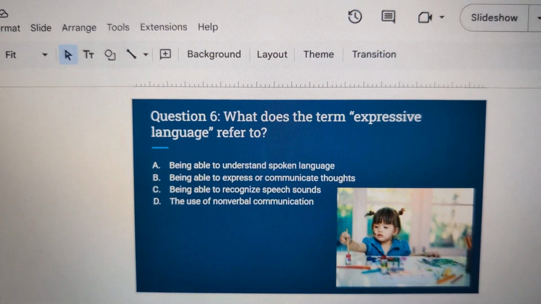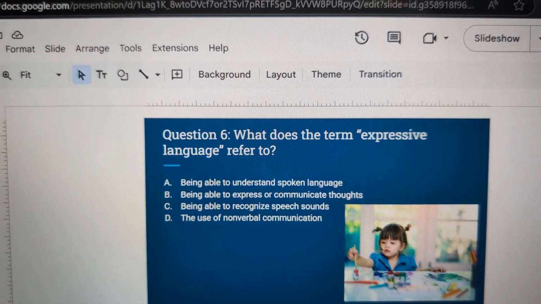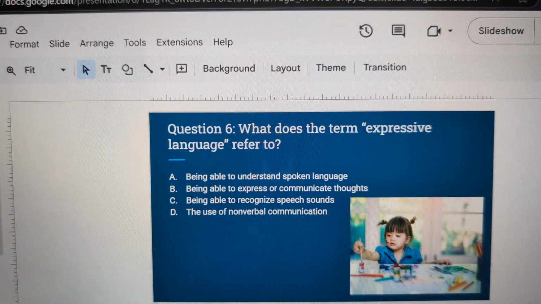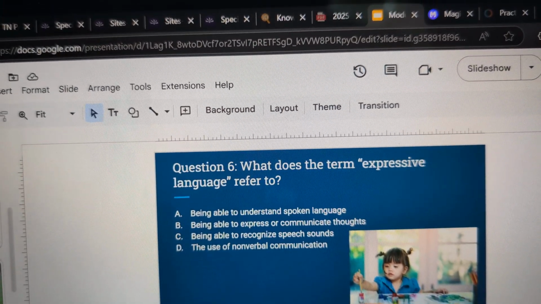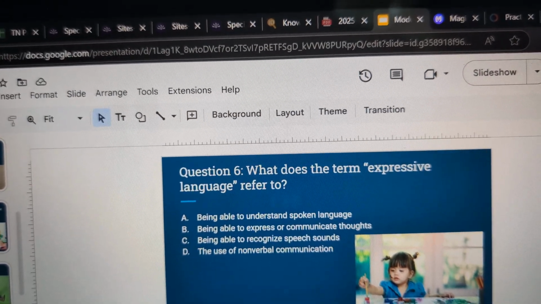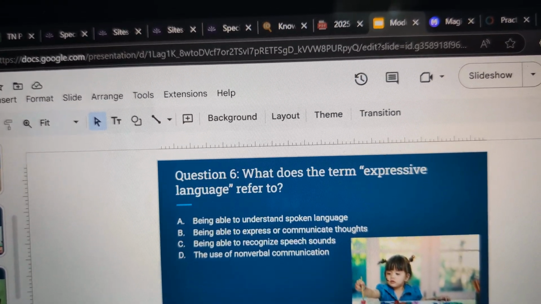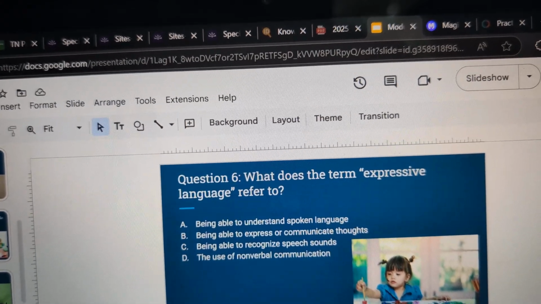Because children with different types of ADHD may experience challenges with expressive language in distinct ways, like the three that we talked about in the last slide. The combined presentation, predominantly inattentive presentation, predominantly hyperactive impulsive presentation. These three were talked about in the last slide.